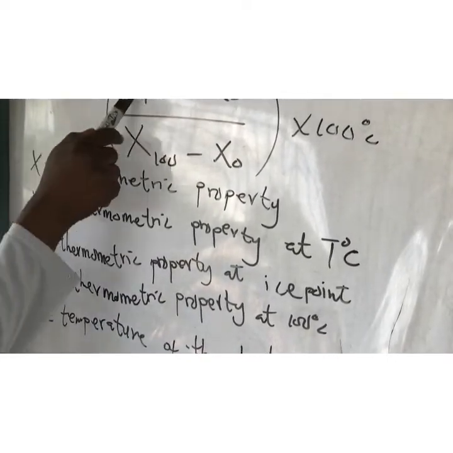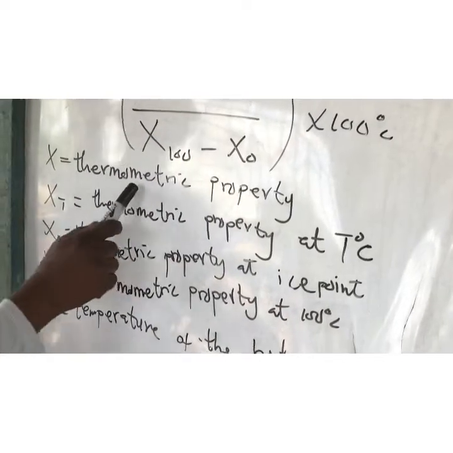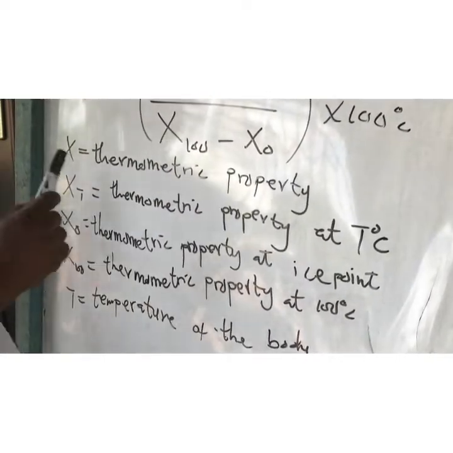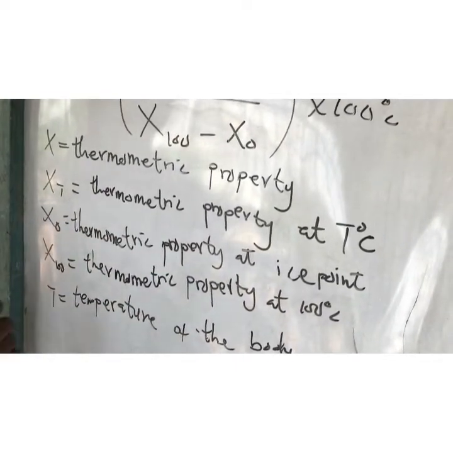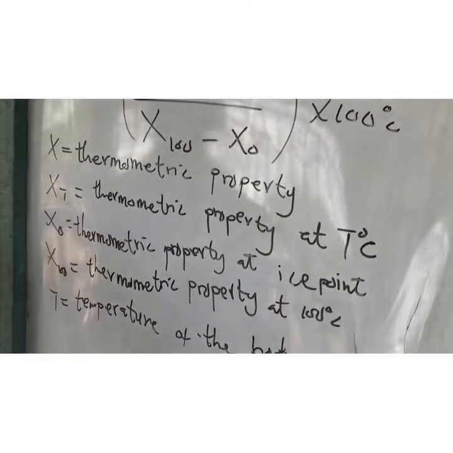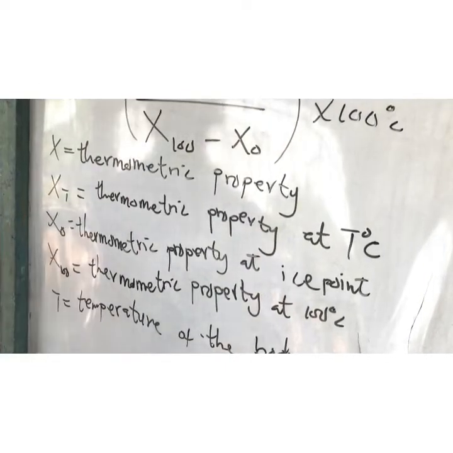This X we see here stands for the thermometric property. This means that this X could be used for any thermometer. So we look at the types of thermometers, that's the resistance and so on.